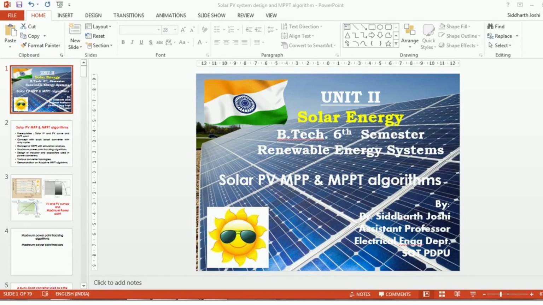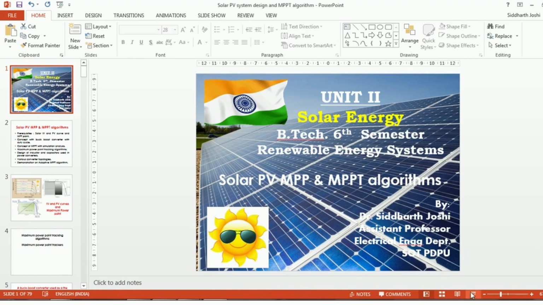In today's segment, I shall try to explain about the maximum power point of solar PV and how one can track this maximum power point using maximum power point tracking, that is MPPT, algorithms.